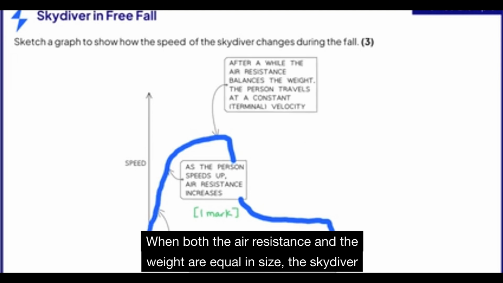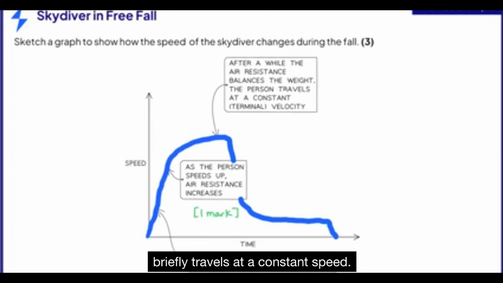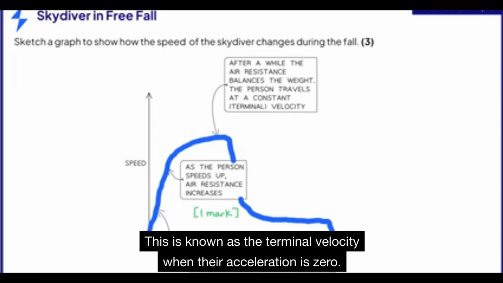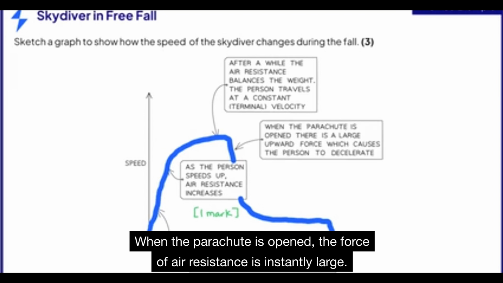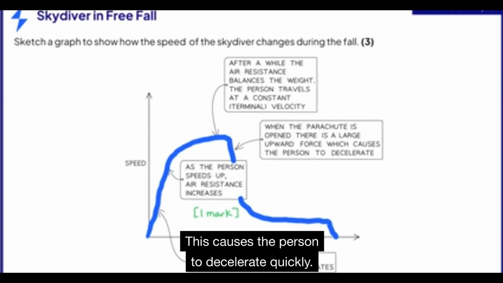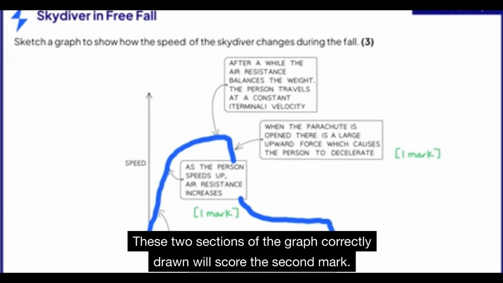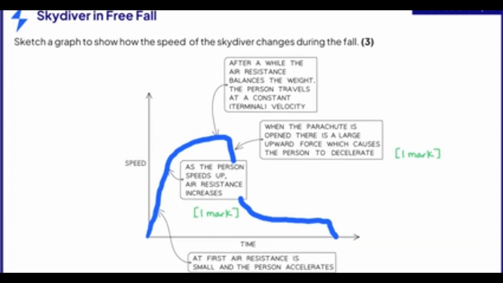When both the air resistance and the weight are equal in size, the skydiver briefly travels at a constant speed. This is known as the terminal velocity when their acceleration is 0. When the parachute is opened, the force of air resistance is instantly large. This causes the person to decelerate quickly. The gradient of this part of the graph must also be very steep to show this. These two sections of the graph correctly drawn will score the 2nd mark.